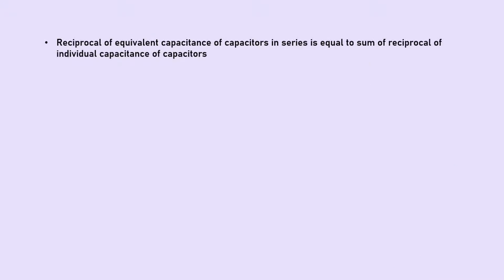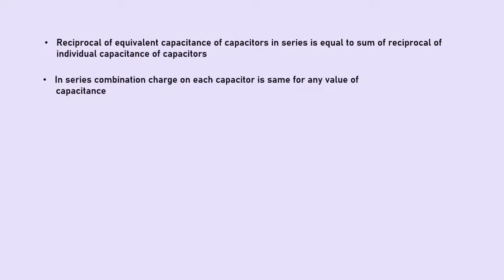Now there are some points related to the series combination. First point: the reciprocal of equivalent capacitance of capacitors in series is equal to the sum of the reciprocals of the individual capacitances of the capacitors. We have already discussed it. Second, in series combination, the charge on each capacitor is the same for any value of capacitance. Next, if capacitance is to be decreased, then connect them in series.